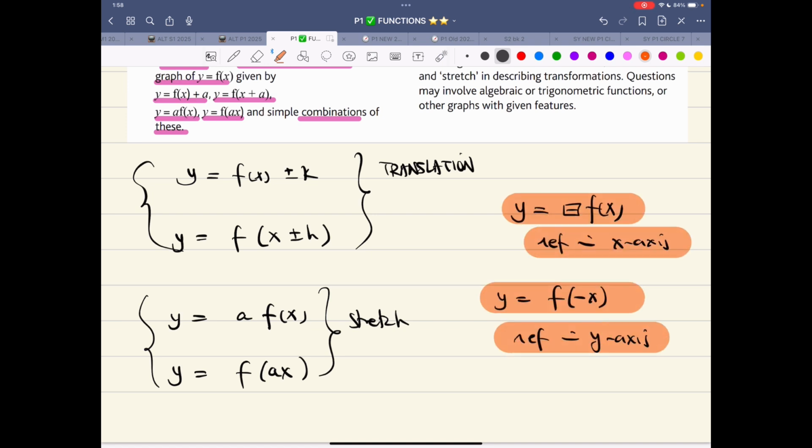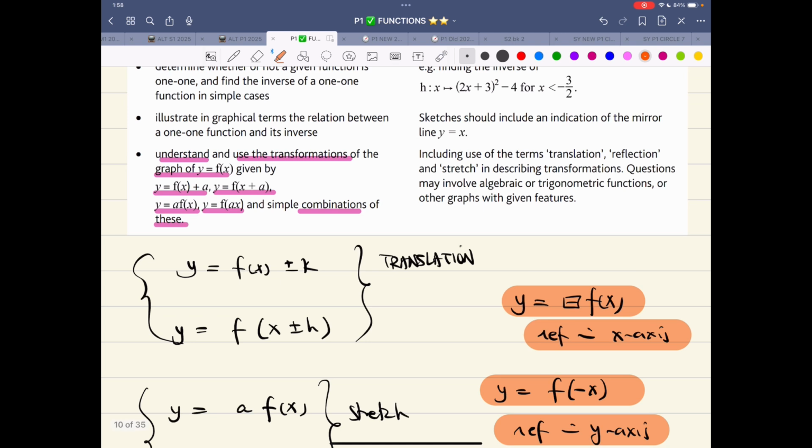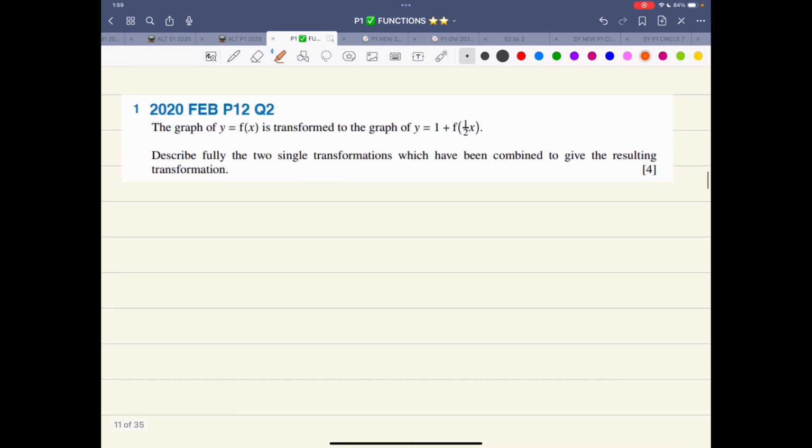I have focused on it. Yes, they did cover it up over here, include use of the term translation, reflection. Now over here it's reflection, but they have not shown on the left hand side. And stretch in describing transformation, questions may involve algebraic or trig function or other graphs with given features. So now let's look at this first question. It says the graph of y is equals to f(x) is transformed to the graph of this thing. Describe fully two single transformations which have been combined to give the resulting transformation.